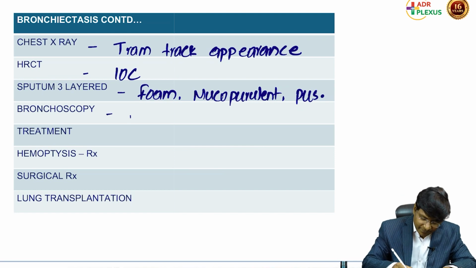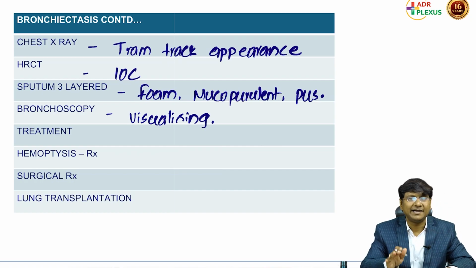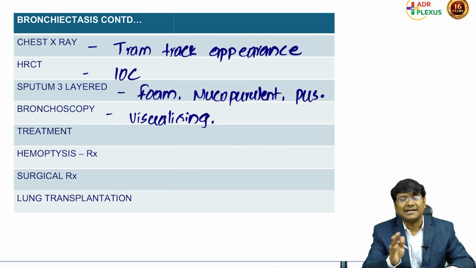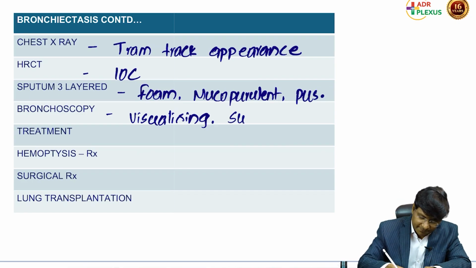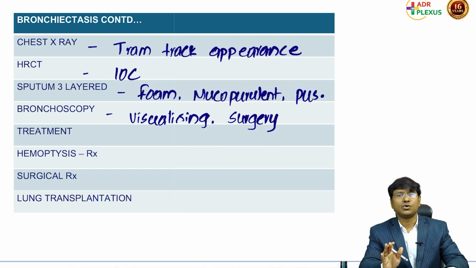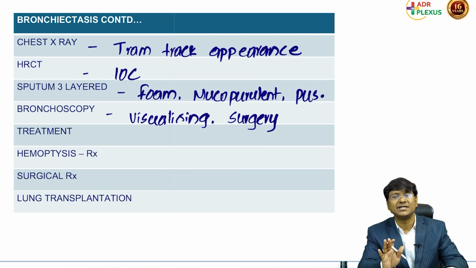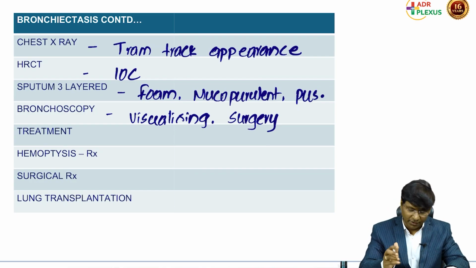And bronchoscopy is useful for visualizing the abnormally irreversibly dilated bronchus. That is one point. And second important is the bronchoscopy is also useful for planning for the surgical treatment in case of the bronchiectasis.